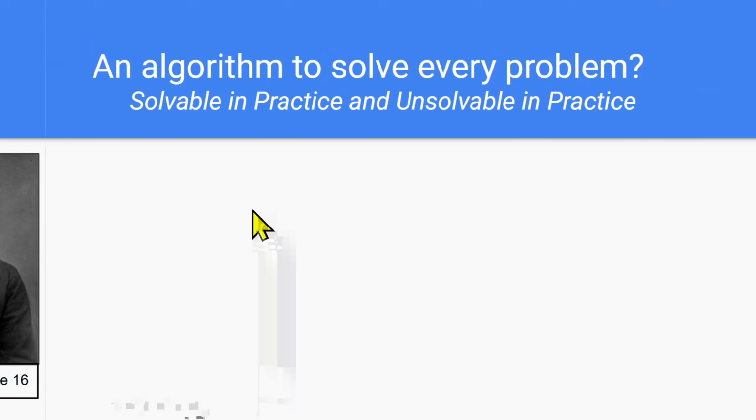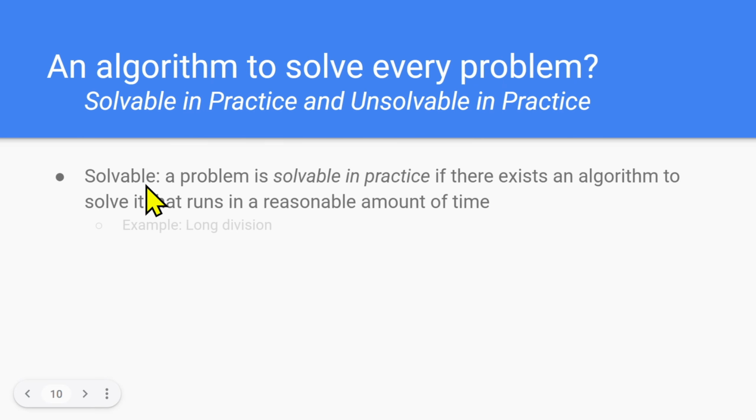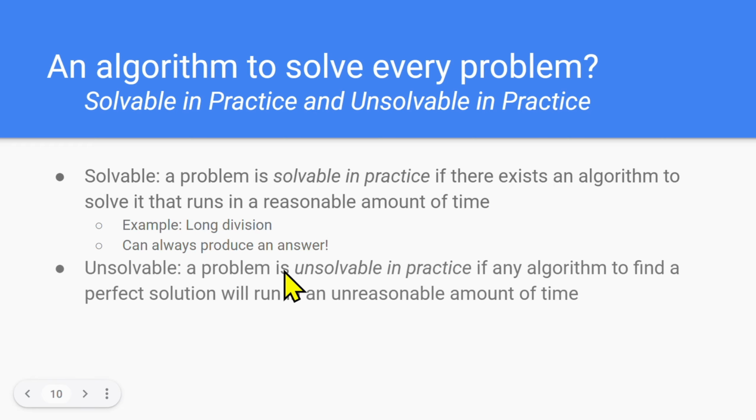Okay, so decidable, undecidable, also called solvable, unsolvable. A solvable problem is something that can give you an answer. This algorithm gives you an answer to your question in a reasonable amount of time. So let's say I want to divide two numbers. Back in elementary school, middle school, you learned an algorithm for long division. It doesn't matter what the two numbers are, you can always divide them. It always gives you an answer.